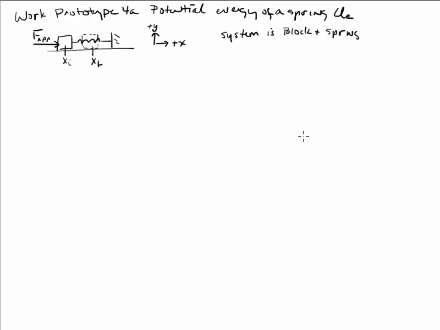Previously, we discussed gravitational potential energy. There's also another type of potential energy, that is elastic potential energy, denoted as U sub E.